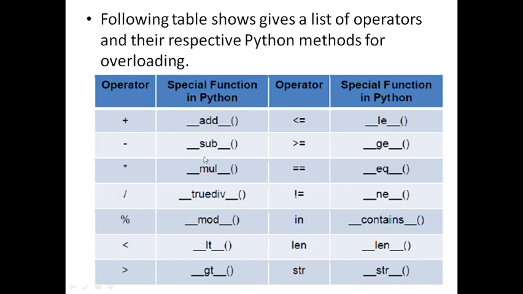To overload the minus operator, we have the subtraction function, sub. Similarly for multiplication, mul. For division, truediv. Okay, for mod. You have to remember all these. Less than or equal to, le; greater than or equal to, ge; equals to, eq; not equals to, ne; in, contains; len, this is len. Just remember that if two underscores come before and two underscores come after, it is for a particular operator overloading. You have to remember this.